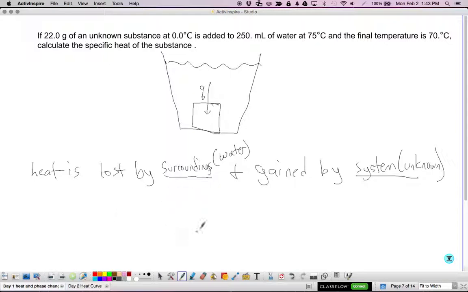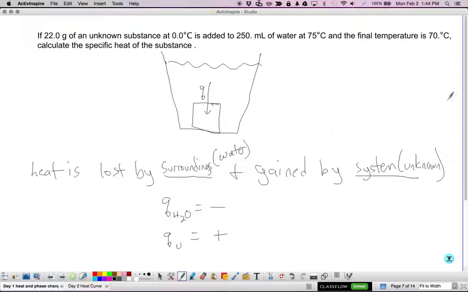So now I like to come up with some signs of things. All right? So Q of H2O, because the temperature of the water is going to decrease. So the final temperature is going to be lower than the initial temperature. So when you do the delta T, you're going to get a negative value. So that's going to be negative. And the Q of the unknown is going to be positive.